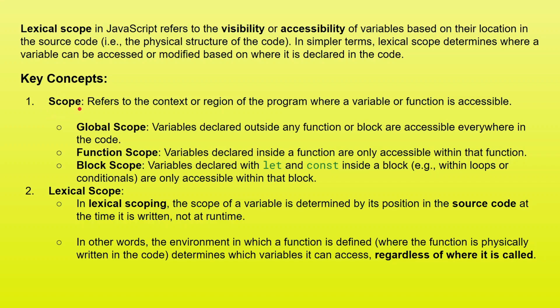Key concepts in lexical scope. The first one is scope. Scope refers to the context or region of the program where a variable or function is accessible. Global scope: variables declared outside of any function or block are accessible everywhere in the code. That is what we call global scope. And function scope: variables declared inside a function are only accessible within that function.